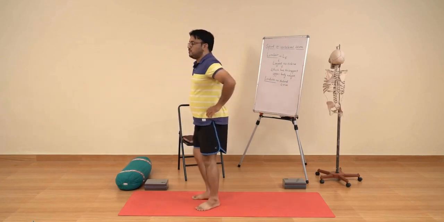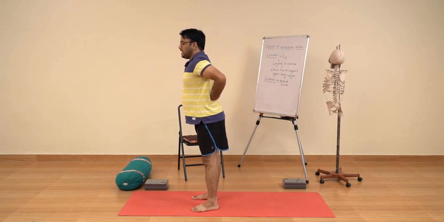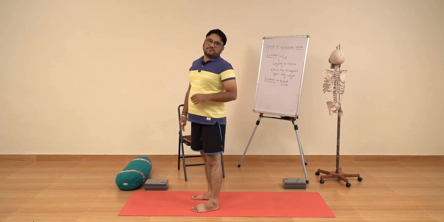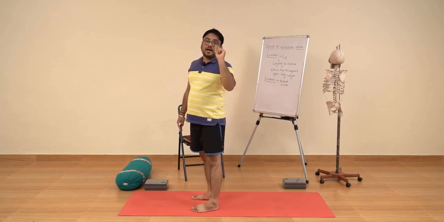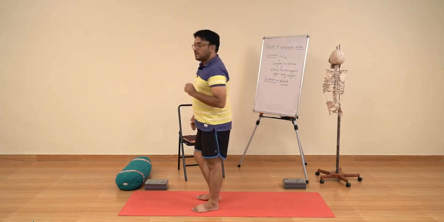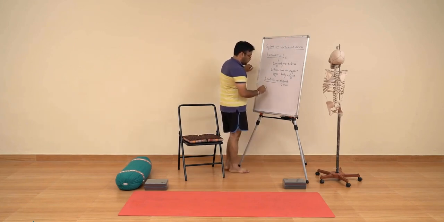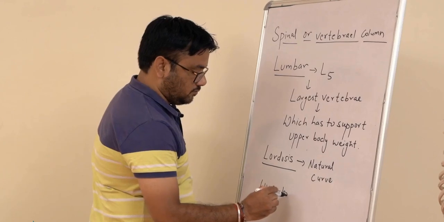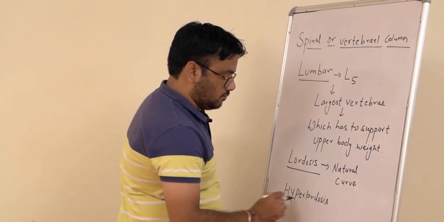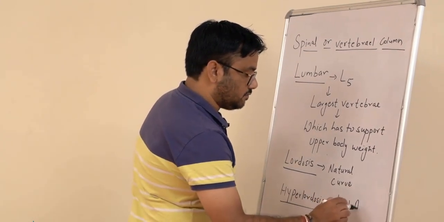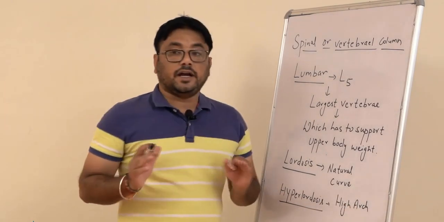So when the pelvis is drooping forward like this, you feel that there is some unnecessary arch. That arch we call hyperlordosis. Right? Hyperlordosis. That we call the high arch. What do you call it? High arch.